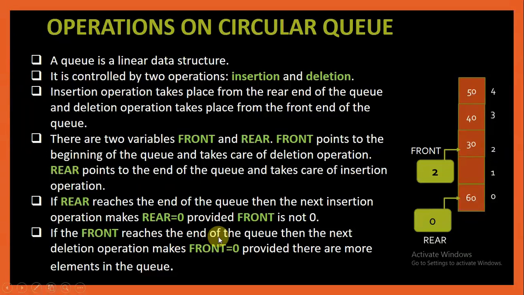If the front reaches the end of the queue, then the next deletion operation makes front equal to 0, provided there are more elements in the queue. So if I keep on deleting elements from here, my front will come here, then my front will come here if I delete 40 also, and if I delete 50, my front will come here.